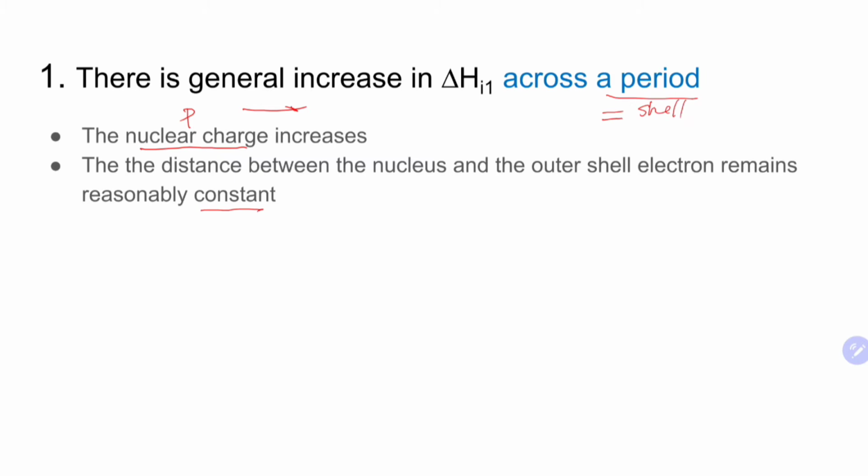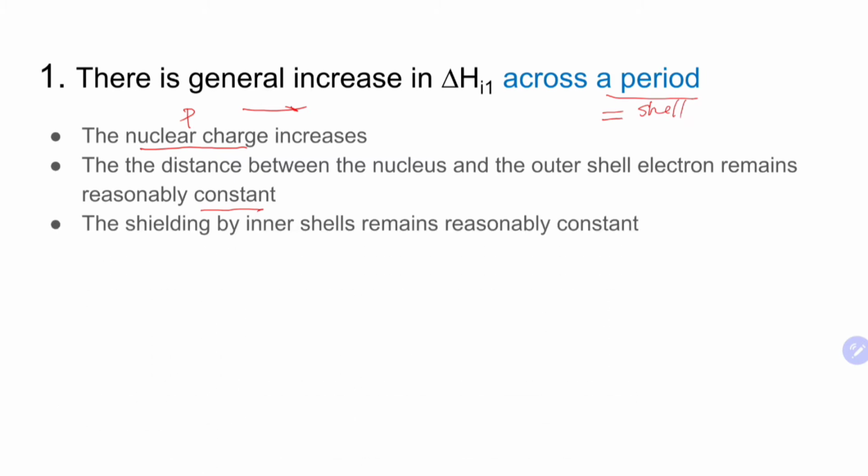Then the shielding by inner shells remains reasonably constant. So for the shielding effect for the elements in the second period, there are 2 shells, and the shielding effect is caused by the first shell electrons.